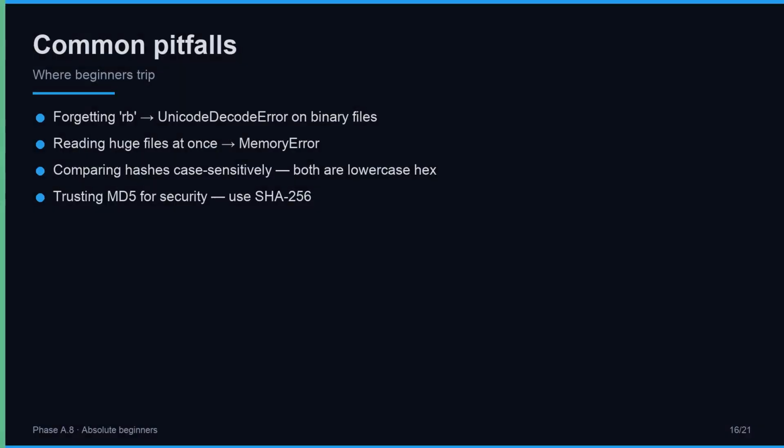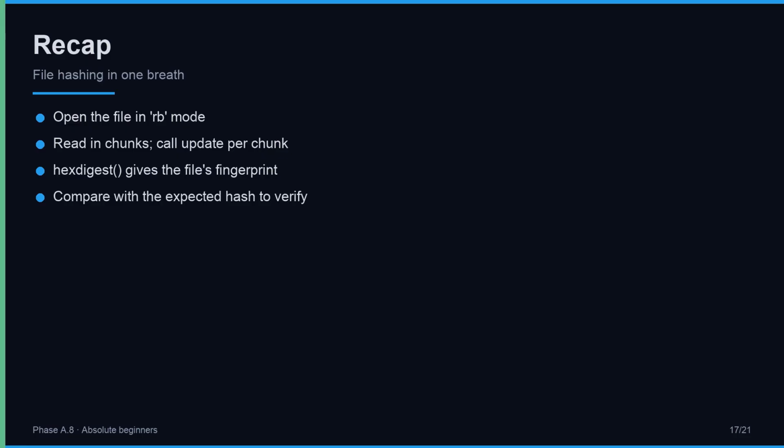A few pitfalls to avoid. Forgetting read binary causes a Unicode decode error the moment you hash a photo or zip. Reading a huge file all at once causes a memory error. Always use the chunked pattern for anything large. Comparing hashes case sensitively: hashlib returns lowercase hex, so make sure your expected value is also lowercase, or normalize both sides. And never trust MD5 for anything security related, SHA-256 is the modern default. Watch your step.